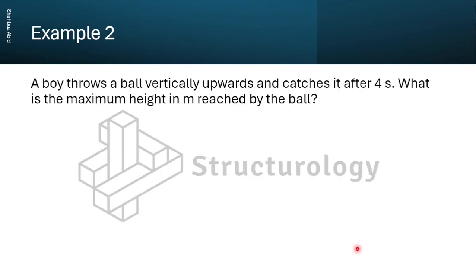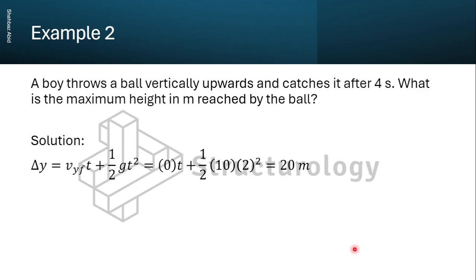A boy throws a ball vertically upwards and catches it after 4 seconds. What is the maximum height in meters reached by the ball? Now we need to know the maximum height the ball has reached. Since we know that at the highest point the final velocity is equal to 0, we can use this equation of motion, which will give us the height.